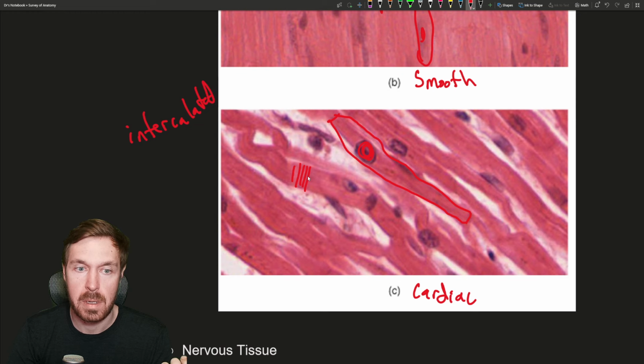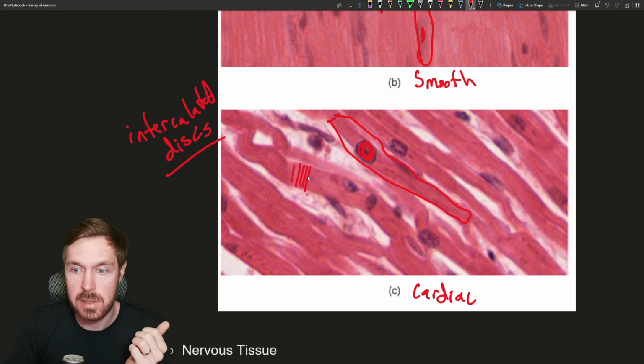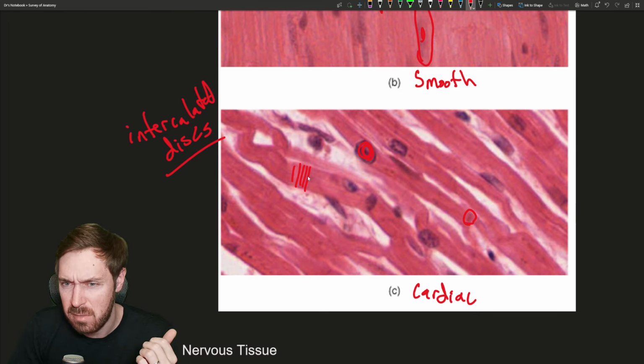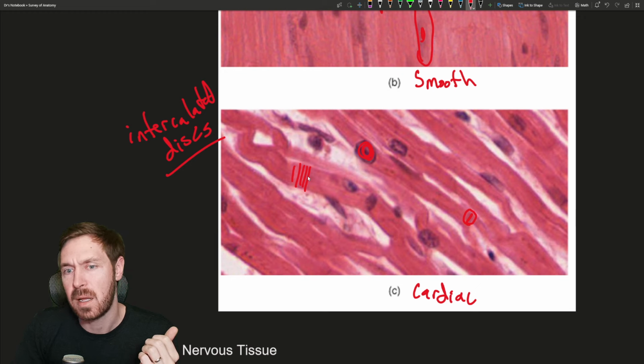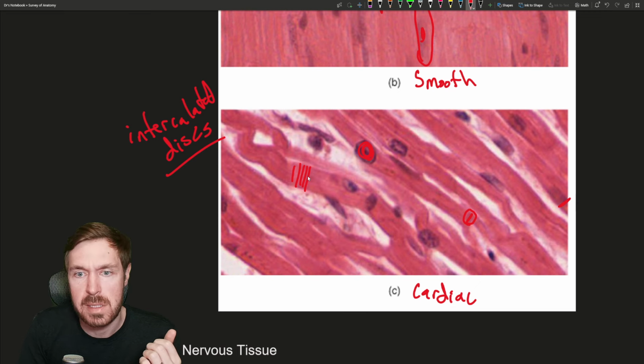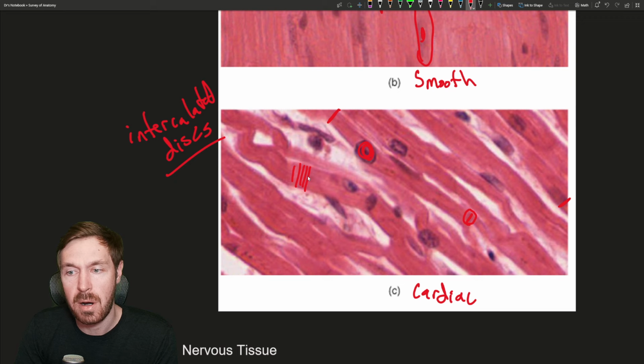intercalated discs. These are the gap junctions. So if I erase this and I circle that part right there, you can kind of see this dark line. You can see another dark line right there, another one right there. Kind of hard to see all of them in this image, but these are gap junctions which connect these two cells together. So when this cell gets activated, this next cell immediately gets activated as well, and they all get activated as one unit.